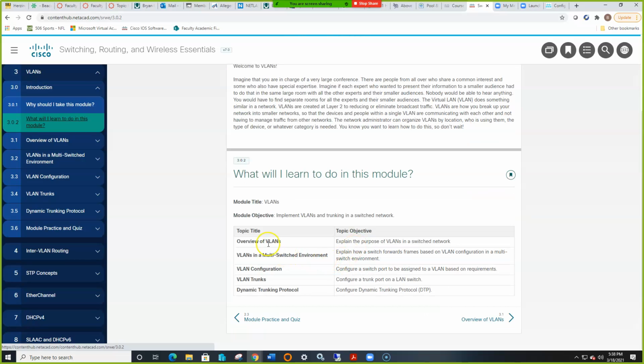So the first module, again, an overview of VLANs. You'll get some information on VLANs in a multi-switched environment. You'll begin to take a look at VLAN configuration and VLAN trunks, which of course are important as far as moving data from switch to switch. And then you'll also learn about the dynamic trunking protocol this week. So that's what's covered in the first module.